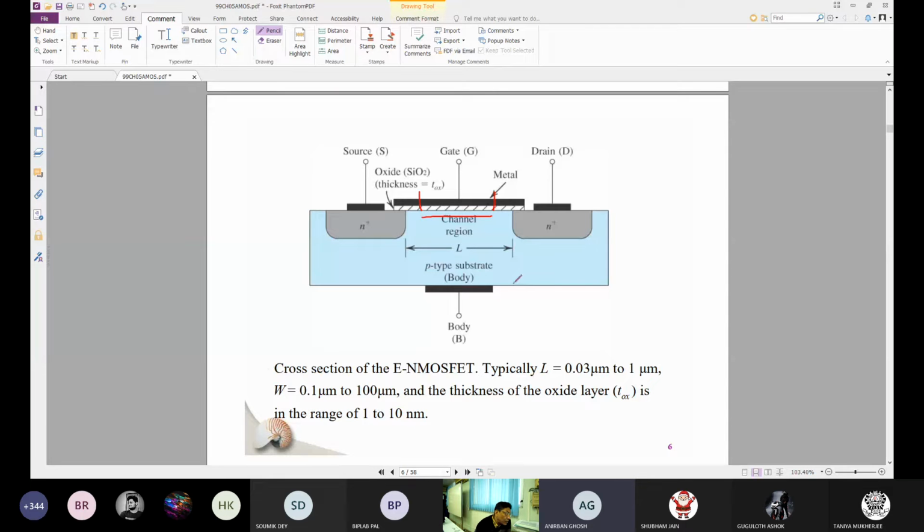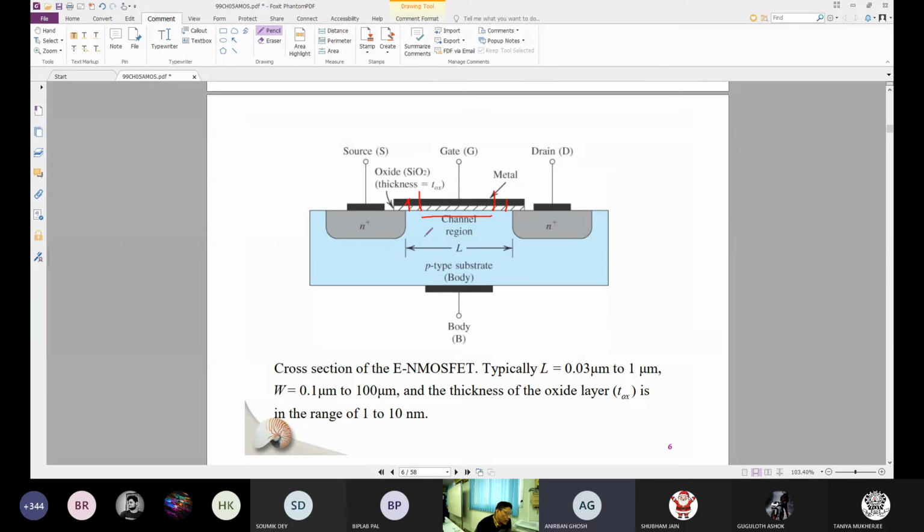you have to ensure that the gate will cover the source and the drain. It is possible that in some of the transistors, if you do not do some kind of over design, the gate may not reach this point and this point, and therefore the transistor will not work. And once a transistor doesn't work, the entire chip has to be thrown away.